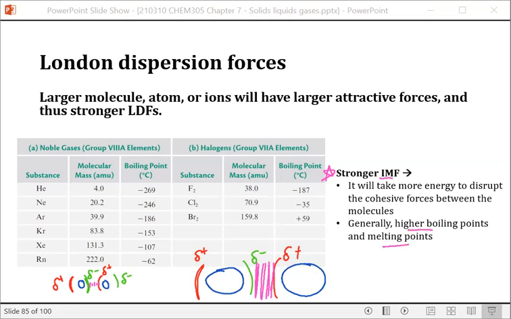So if two substances only have London dispersion forces, they only have the weakest of the IMFs, you can still figure out which one's going to have a higher boiling point based on which one is bigger. The bigger one is going to have a higher boiling point because there's just more surface area for the London dispersion force to act upon.